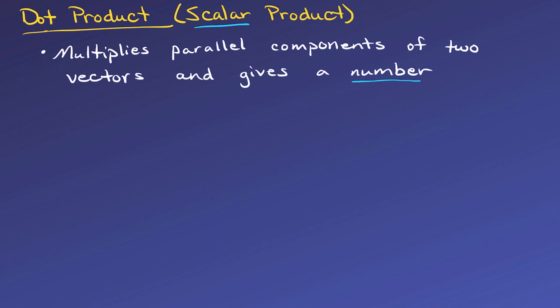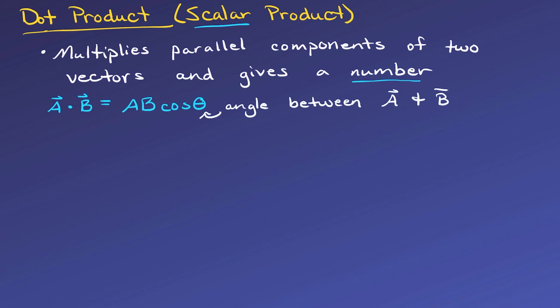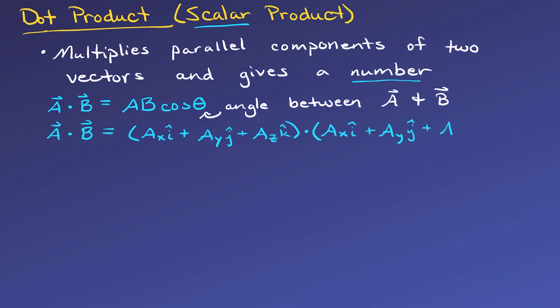One way to express the dot product between two vectors a and b is the magnitude of a times the magnitude of b times cosine of the angle between them. And remember, this angle between a and b assumes that you're drawing both vectors from the same point and then finding the angle between the two vectors.